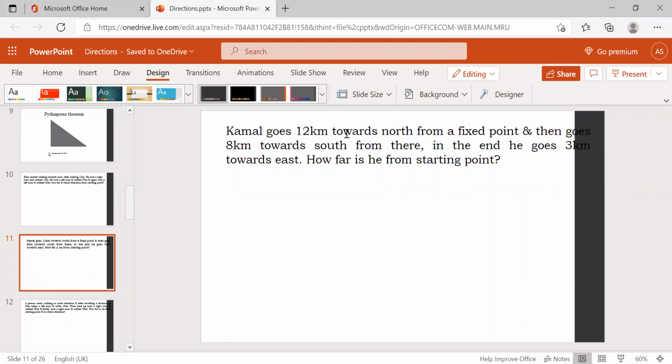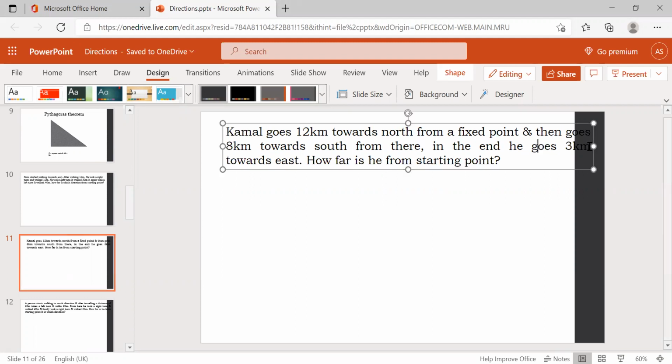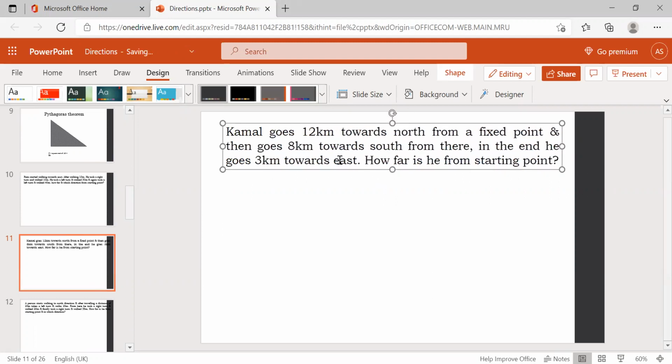Kamal goes 12 kilometers towards north from a fixed point, and then goes 8 kilometers towards south. From there, in the end, he goes 3 kilometers towards east. How far is he from the starting point? So same type of question. First follow the instruction. Kamal goes 12 kilometers towards north from a fixed point, and 8 kilometers towards south from there.